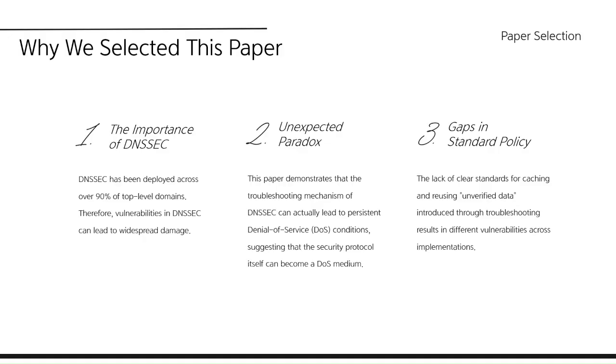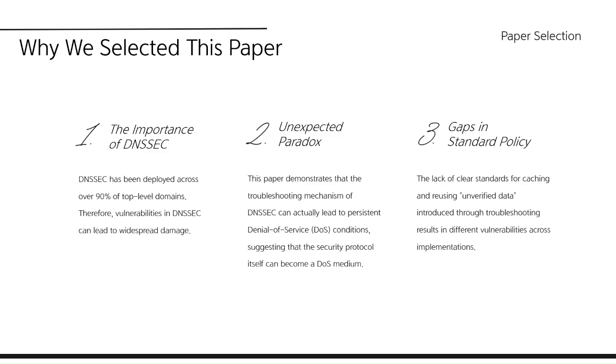We selected this paper for 3 primary reasons. First, the importance of DNSSEC. DNS is a core infrastructure of the Internet. Its security extension, DNSSEC, is now deployed in over 90% of all top-level domains. This implies that a vulnerability in DNSSEC can cause widespread damage to both general Internet users and corporations.